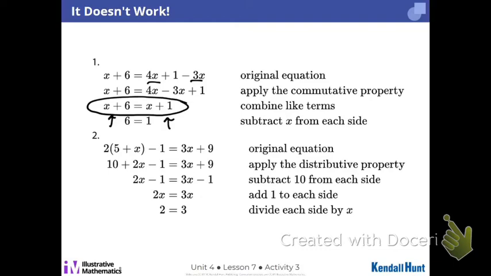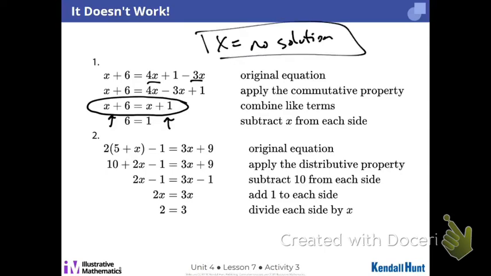What was that, Ivy? No number. Yeah, here's the answer. No solution. There is no number that works. What that means is from the start, the left side does not equal the right side. There is no value of x that will make this equation true.